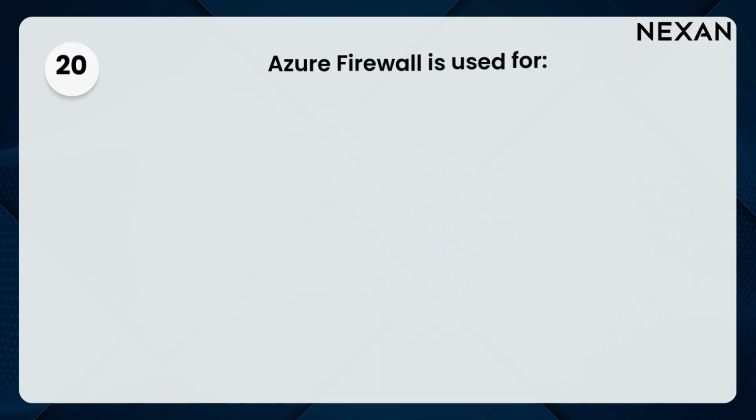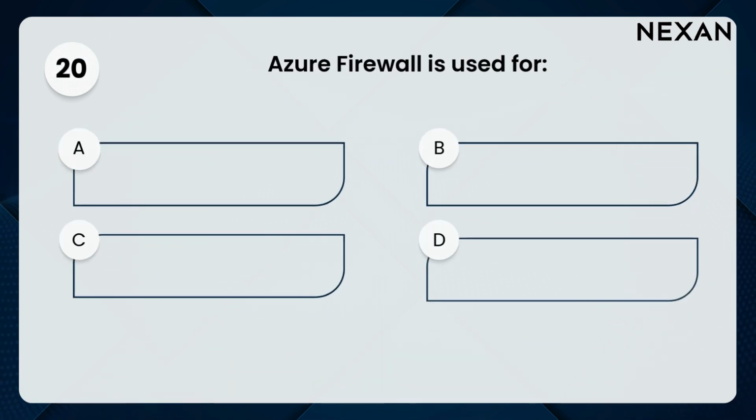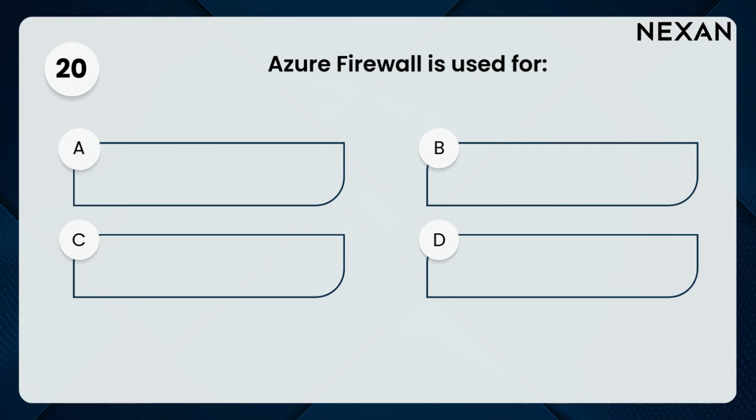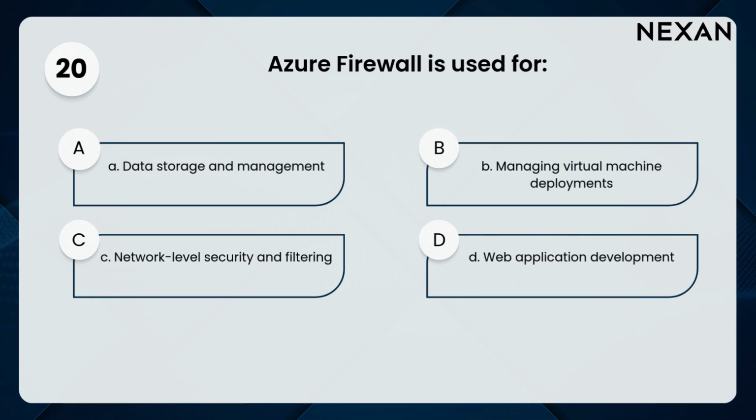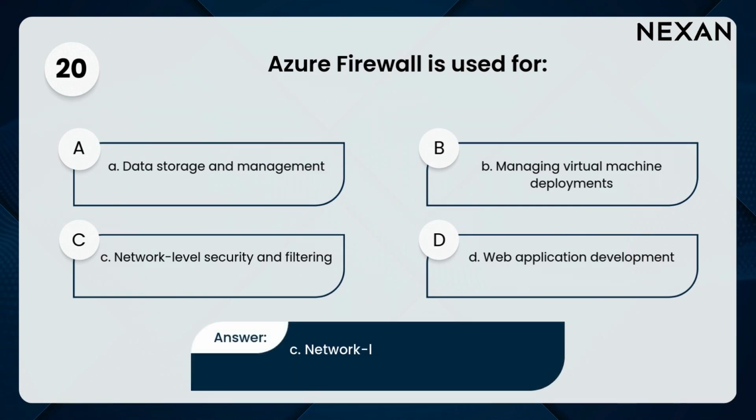20. Azure Firewall is used for A. Data storage and management, B. Managing virtual machine deployments, C. Network level security and filtering, D. Web application development. Answer: C. Network level security and filtering.